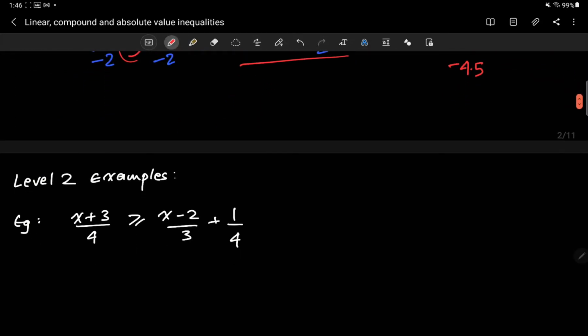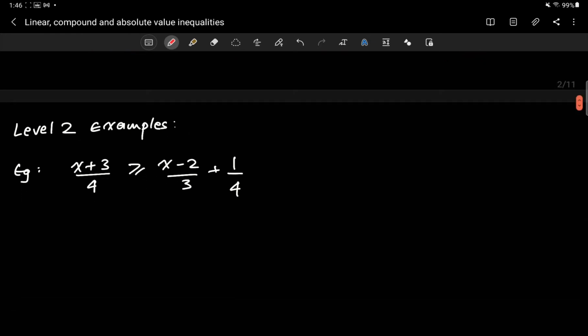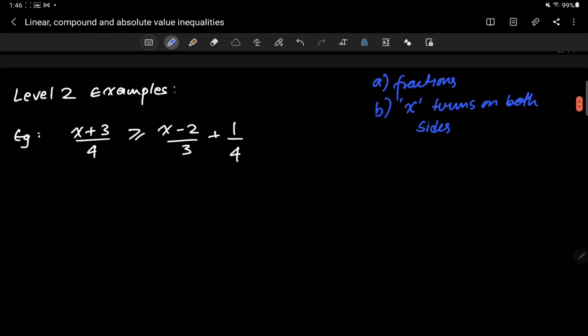All right, let's look at a level 2 example. So this is level 2 basically because, A, there are fractions involved, and B, because it looks more like the equation solving that we've been doing, that is, there are x terms on both sides.